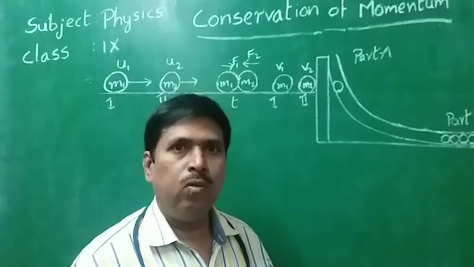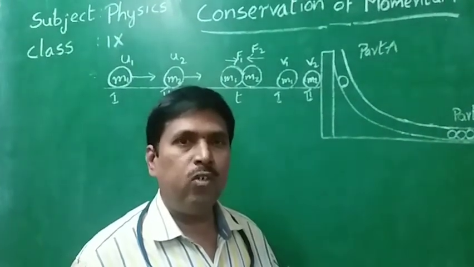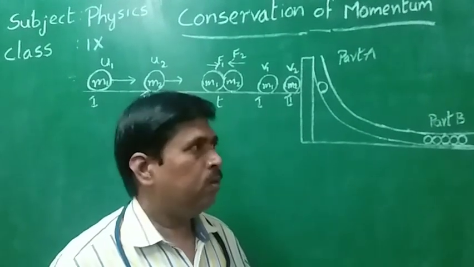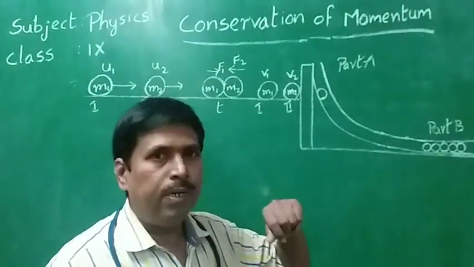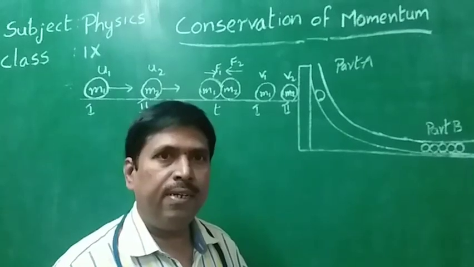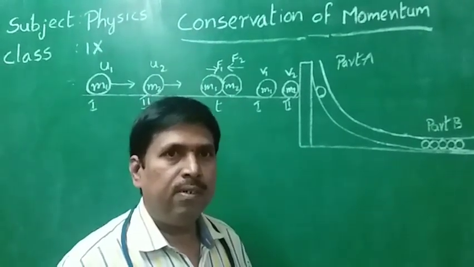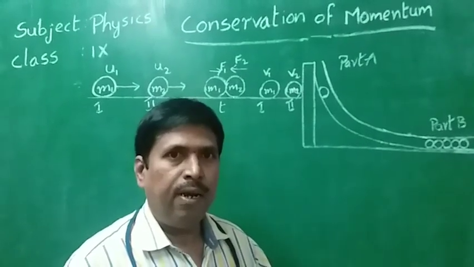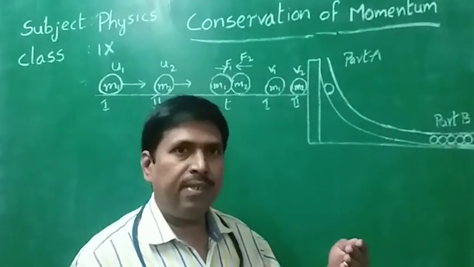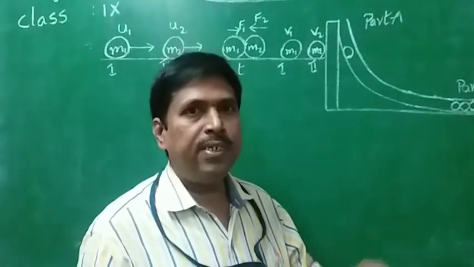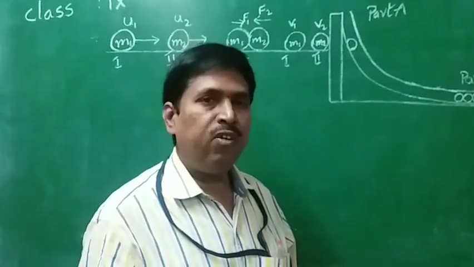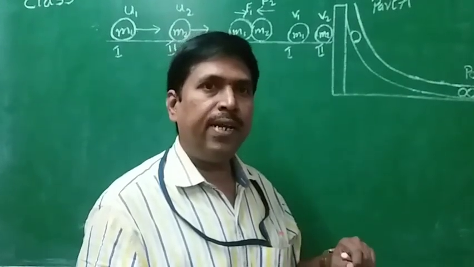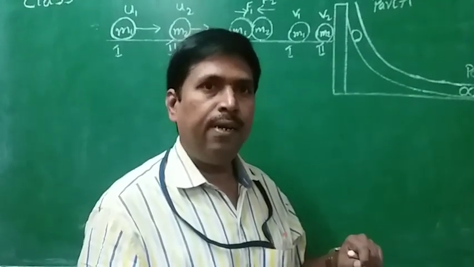Last class we discussed Newton's third law of motion and its applications, and today we are going to learn about conservation of momentum. In the last class, what we learned was Newton's third law of motion. It explains that when one object applies a force on another object, the other object also applies the same force on the first object in the opposite direction. That is what we call action is equal to minus reaction. For every action, there is an equal and opposite reaction.